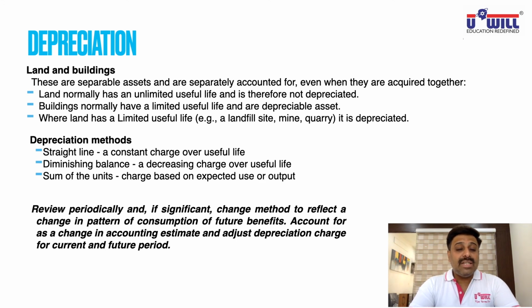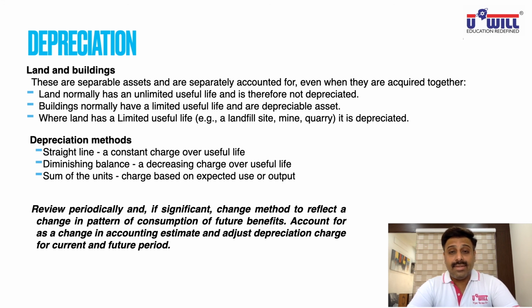Three methods of depreciation are used: straight line method, a constant charge over useful life; diminishing balance method, decreasing charge over the useful life; and sum of units. This is in that land having limited life. The charge based on expected use or output. Now what are we supposed to do? We are supposed to review periodically the method we are using, straight line or diminishing or sum of units. And if significant, change method to reflect a change in pattern of consumption of future benefits.